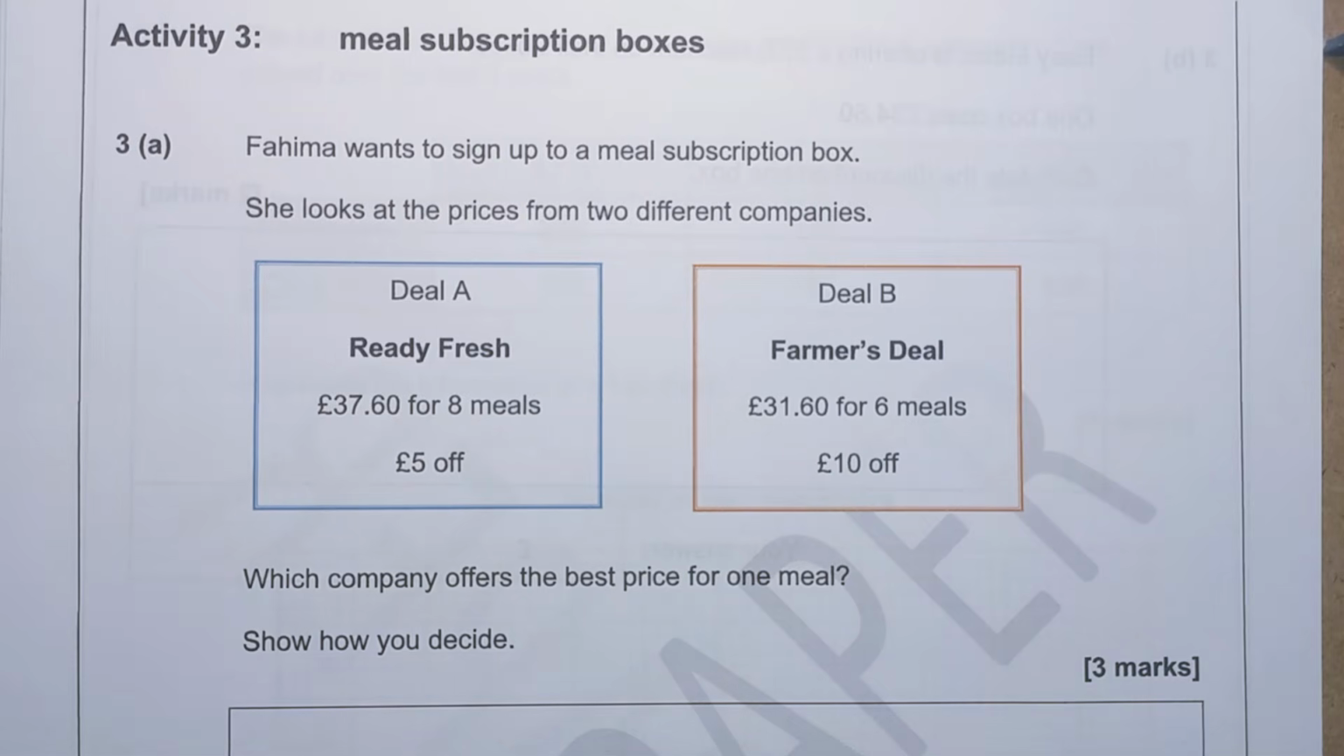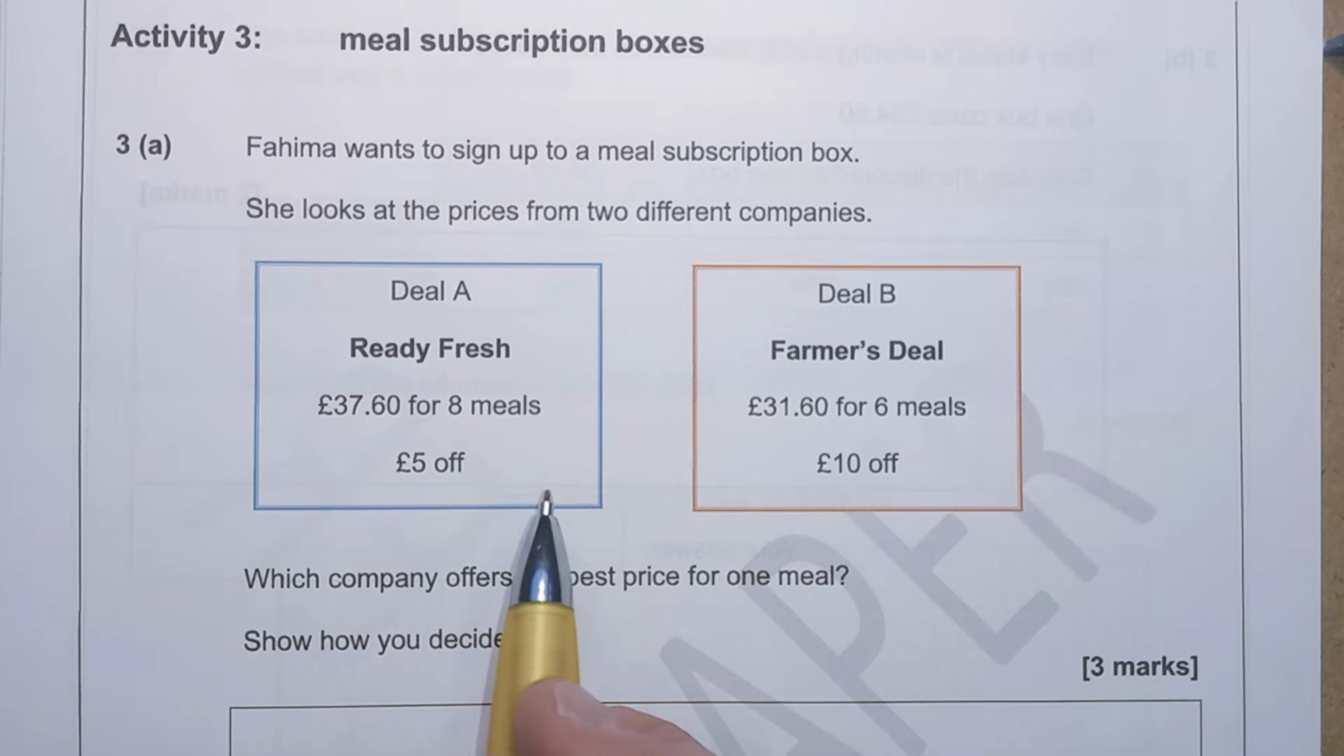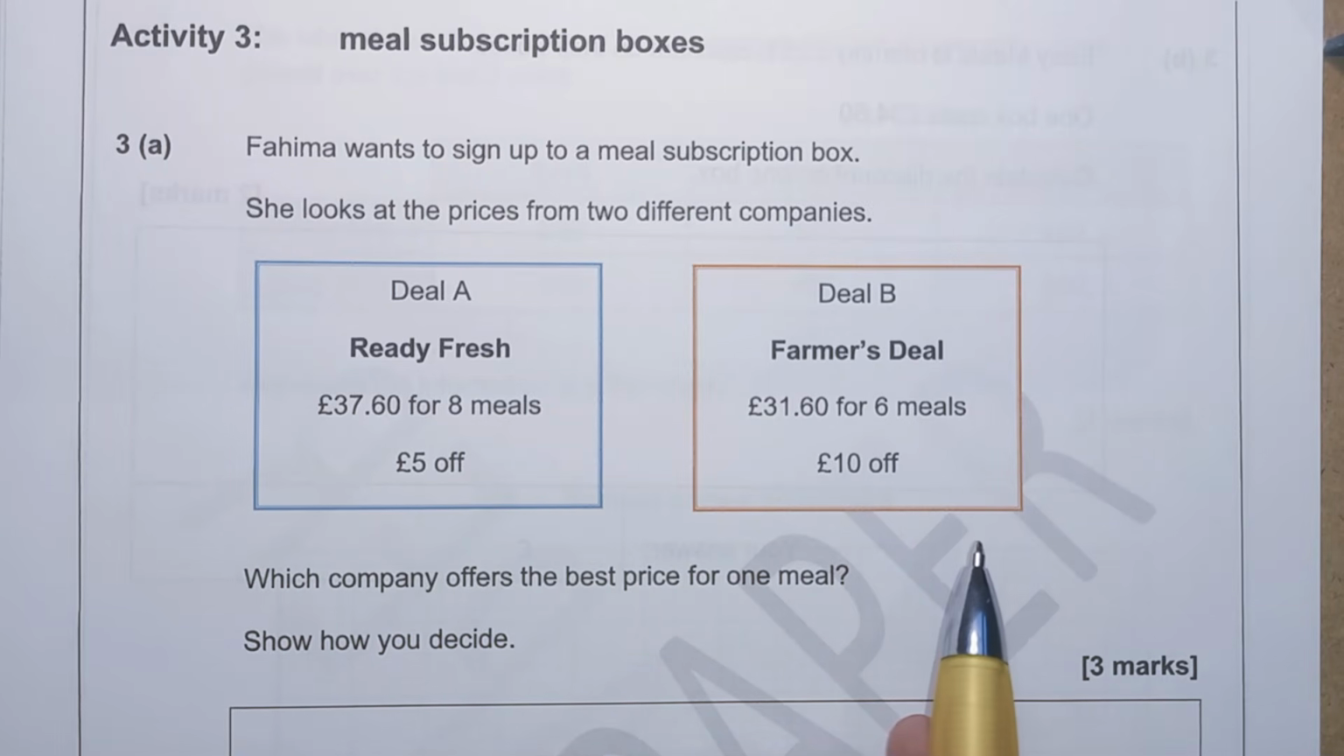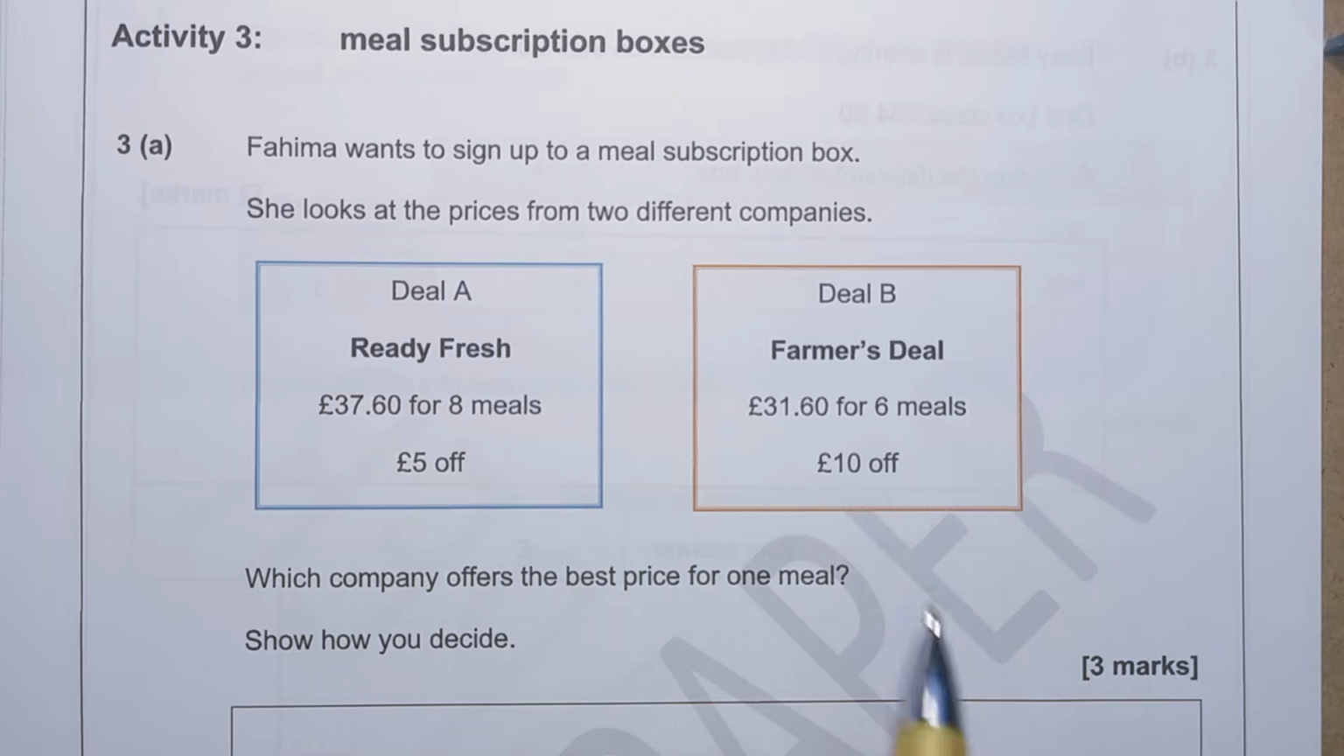Activity 3. Meal subscription boxes. Fahima wants to sign up to a meal subscription box. She looks at the prices from 2 different companies. Deal A, Ready Fresh. £37.60 for 8 meals, £5 off. Deal B, Farmer's Deal. £31.60 for 6 meals, £10 off. Which company offers the best price for 1 meal?